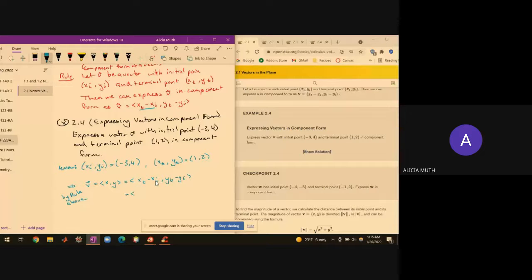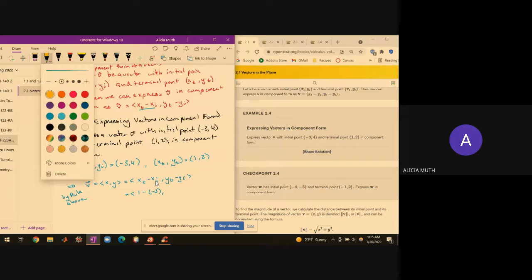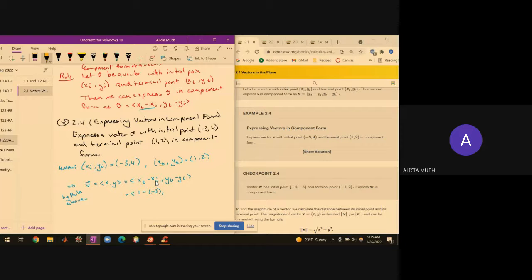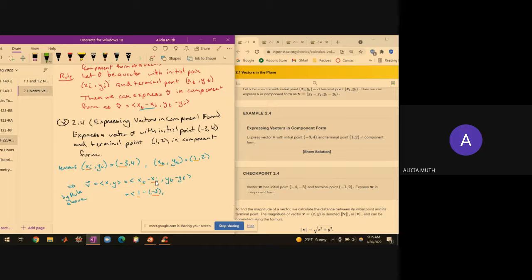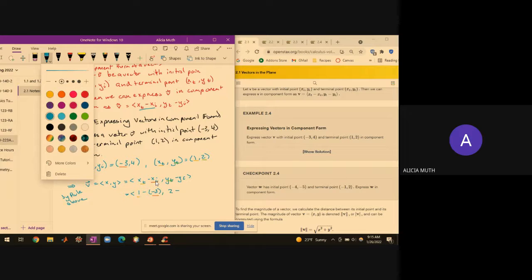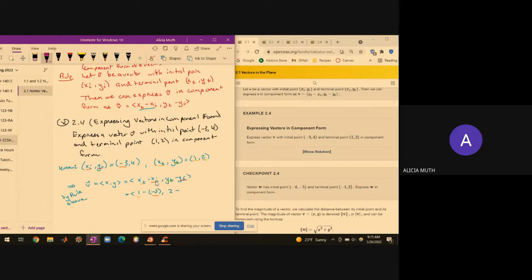So I've got 1 minus -3, right? So all I've done here is taking a look at my x_t minus my x_i. And so I've written x_t minus x_i. And then I'll do the same thing for the y coordinates. So I've got y_t, so that's going to be the number 2, minus y_i, which is my number 4.